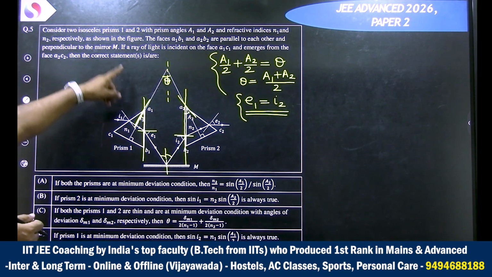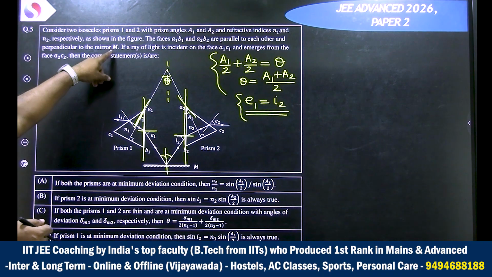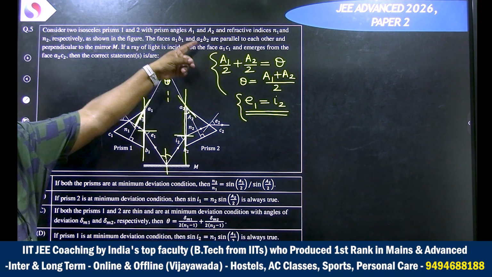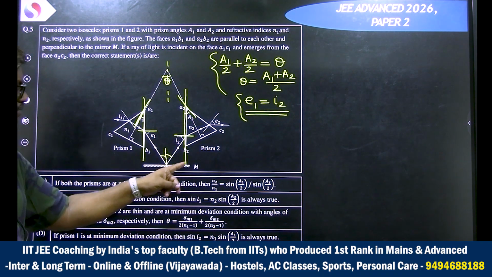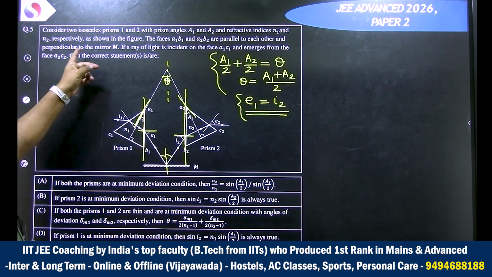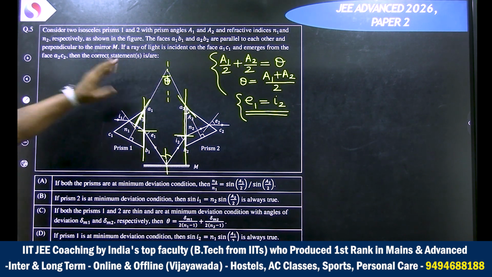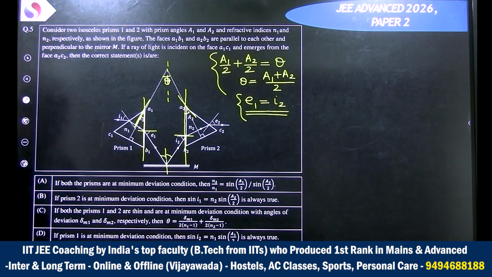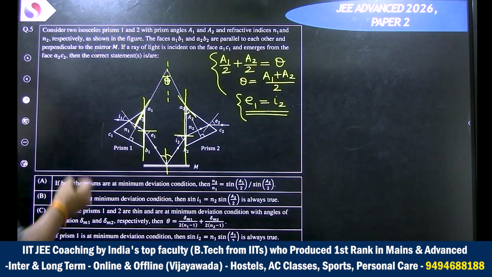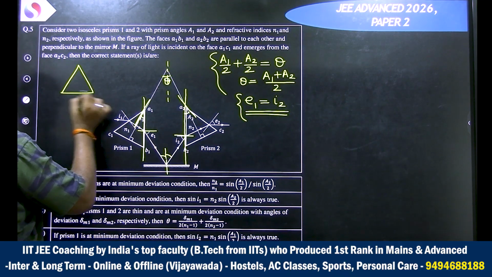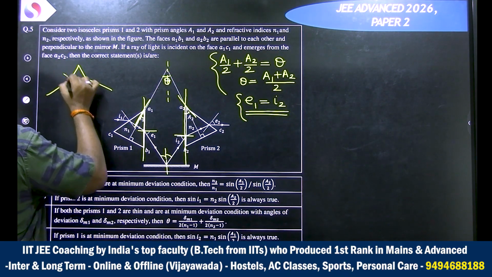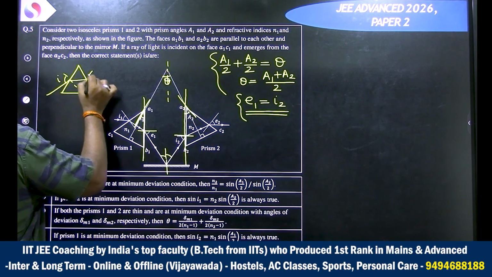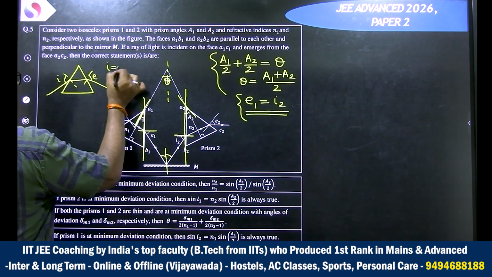I already talked about this. Faces A1B1 and A2B2 are perpendicular to the mirror, meaning they are vertical, as the mirror is horizontal. A1 and A2 are the prism angles. If both prisms are at minimum deviation condition, then N1 by N2... Now, what is the minimum deviation condition for a prism? You should know that in case of minimum deviation, I will be equal to E. That is the first thing.